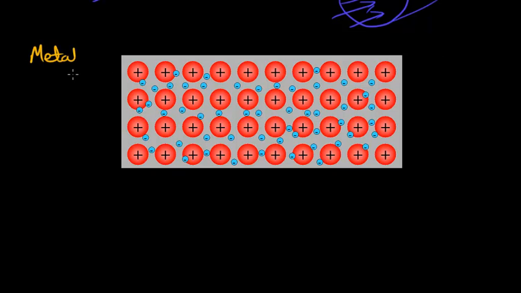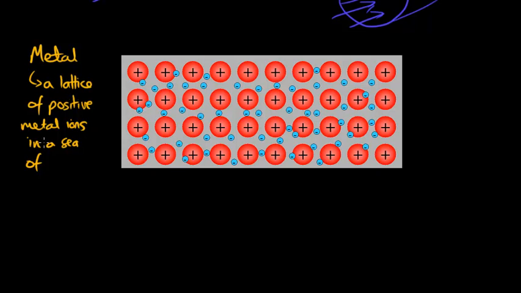Now, the structure of metal is a lattice of positive ions, positive metal ions, in a sea of freely moving electrons, or what we call delocalized electrons. That's a good phrase to remember. A lattice of positive metal ions in a sea of delocalized electrons. Now, these positive metal ions cannot move. They are the atoms. They're held in place.